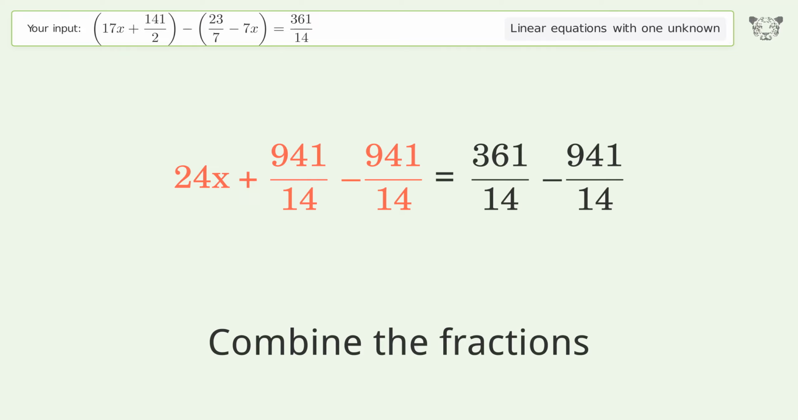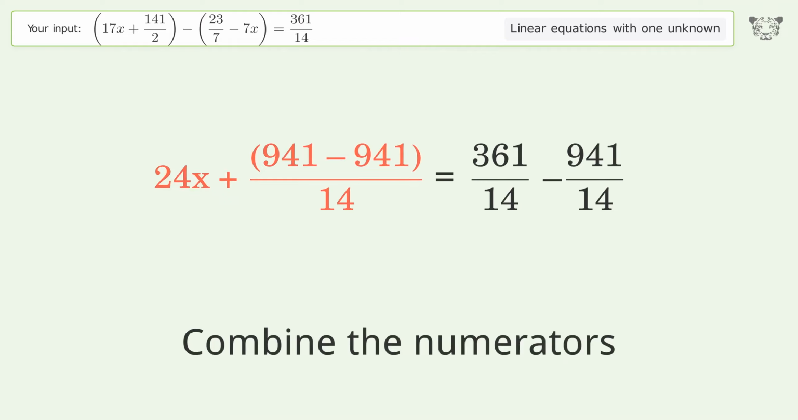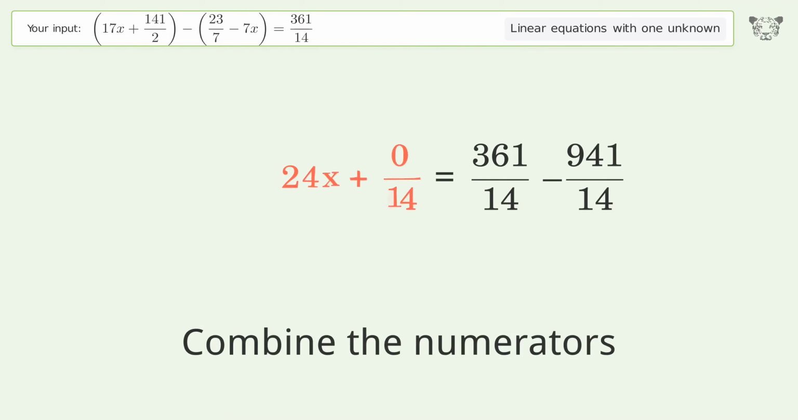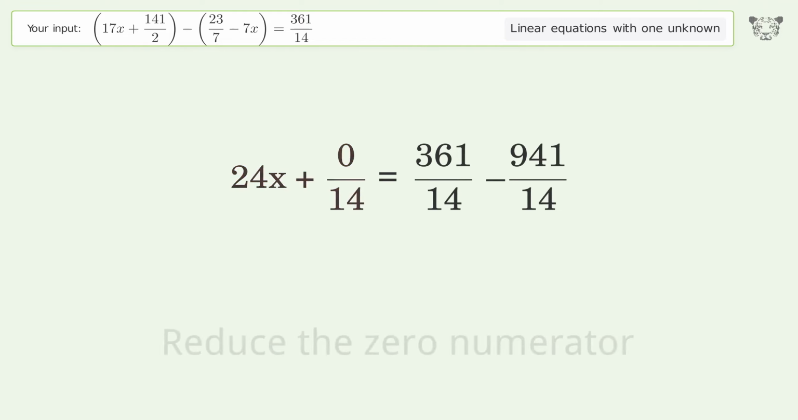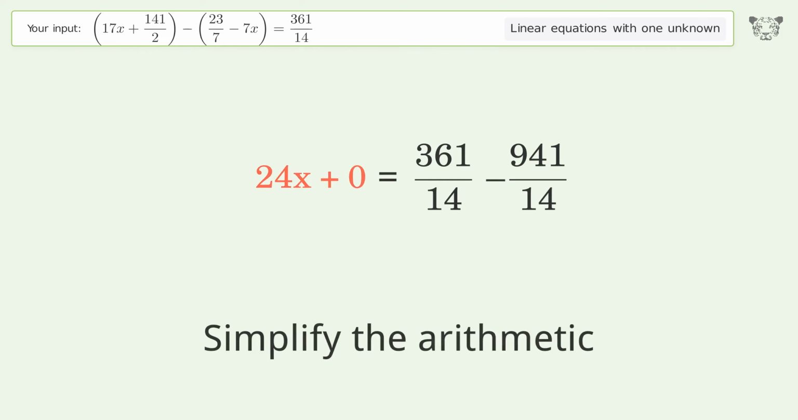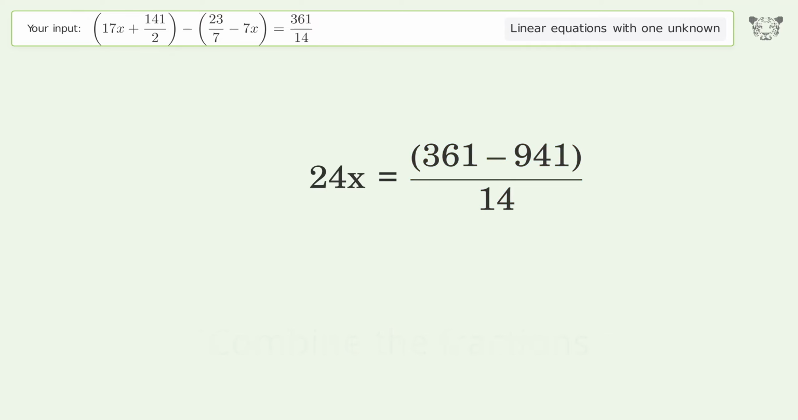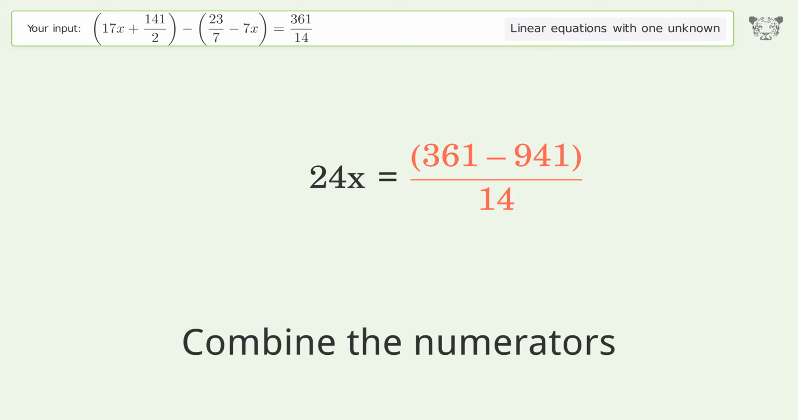Combine the fractions. Combine the numerators. Reduce the zero numerator. Simplify the arithmetic. Combine the fractions. Combine the numerators.